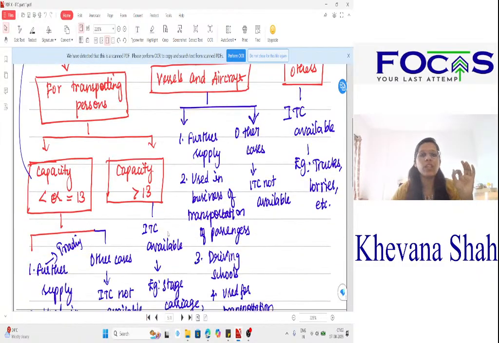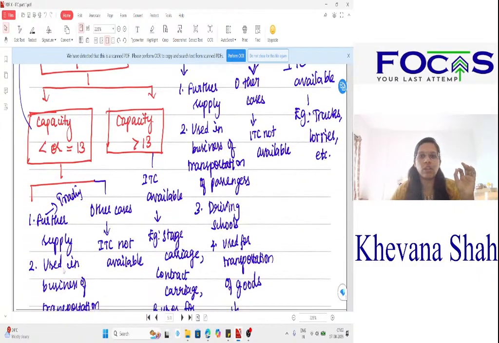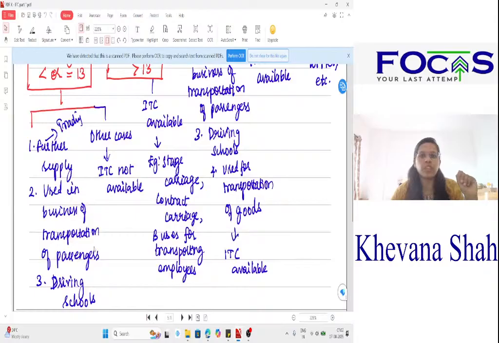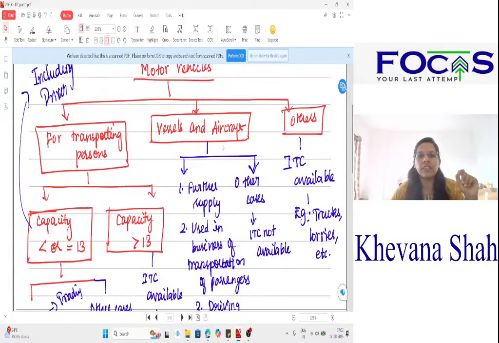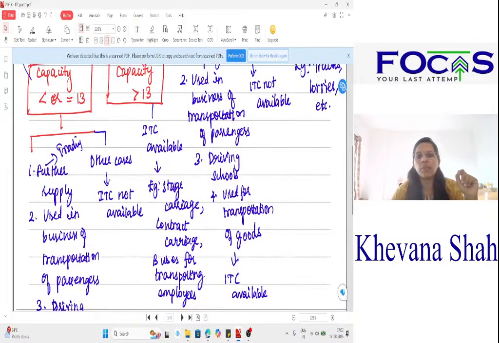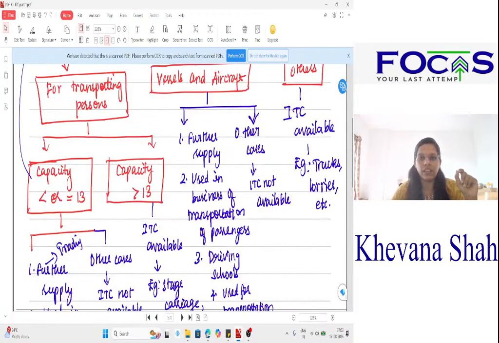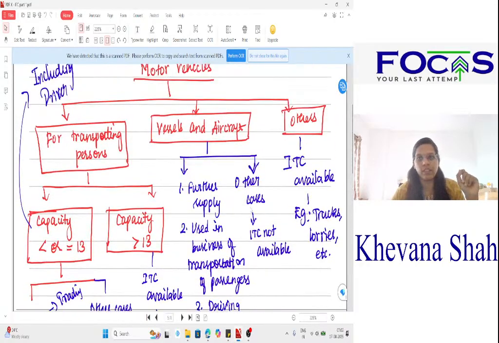Okay. So see, these conditions are almost similar, whether it is for further supply or not, whether it is used in business transportation of passengers or not, and whether it is used for driving schools or not. Here for vessels and aircrafts, you have one more additional condition, that is whether it is used for transportation of goods. In those cases, the ITC will be available, otherwise ITC is not available.